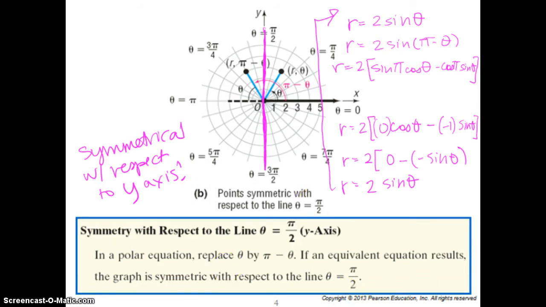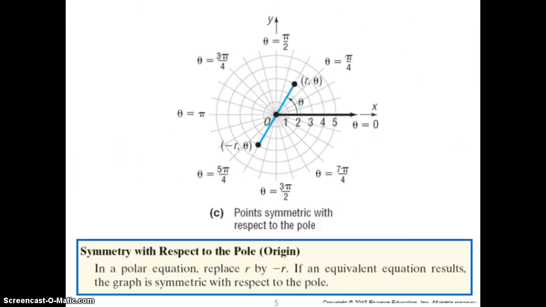Last element of the test is symmetry with respect to the pole, or symmetry with respect to the origin. When something is symmetrical with respect to the origin, that means you could pick the point up and rotate it 180 degrees and put it down, or pick a graph up, rotate it 180 degrees, and it would land on itself.